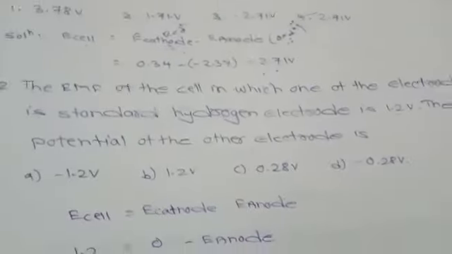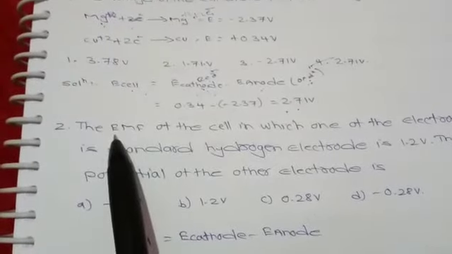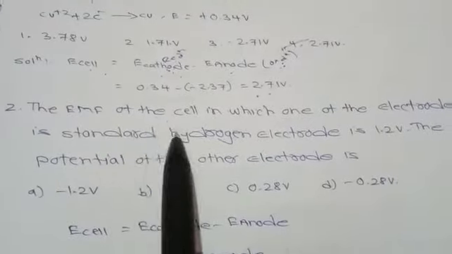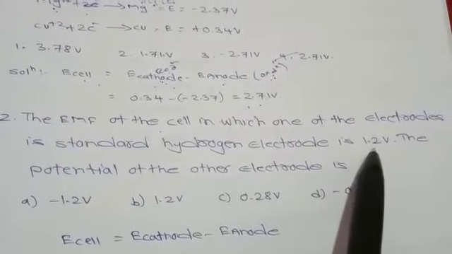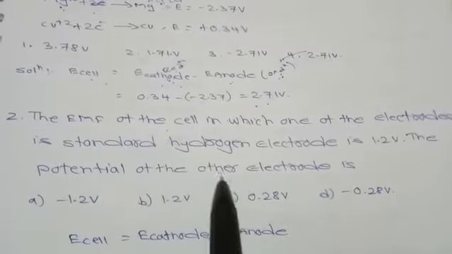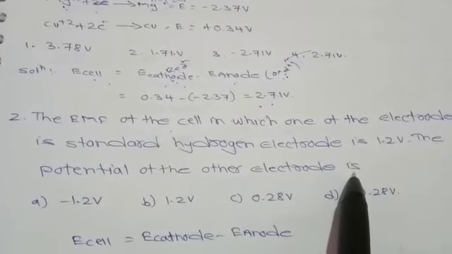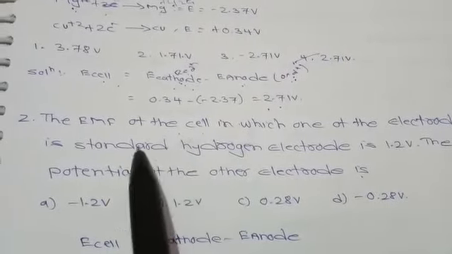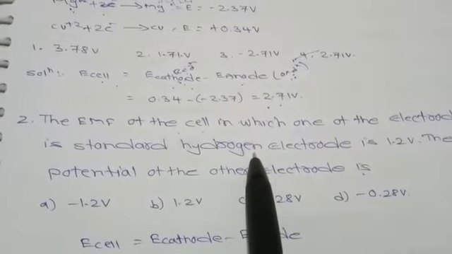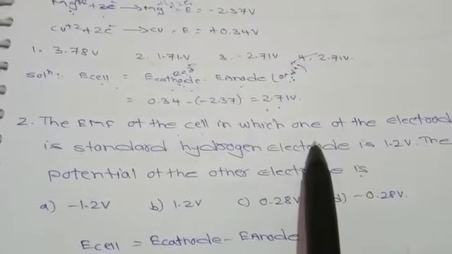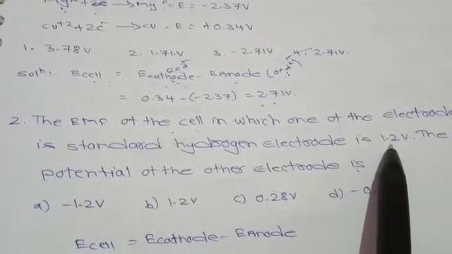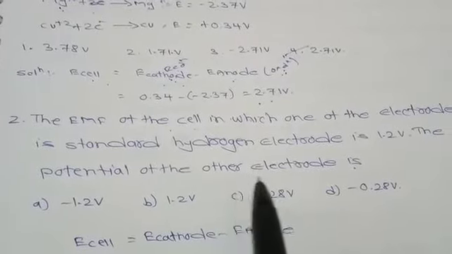Now similarly we have one more problem here. Let us check the next one. The EMF of the cell in which one of the electrodes is a standard hydrogen electrode is 1.2 volt. The potential of the other electrode is? Now what is the question asking here? We have one cell. In that cell, one electrode is the standard hydrogen electrode, and we use another electrode, and the total potential of the cell is given as 1.2 volts. So what is it asking me to find? To find the potential of the other electrode, right?